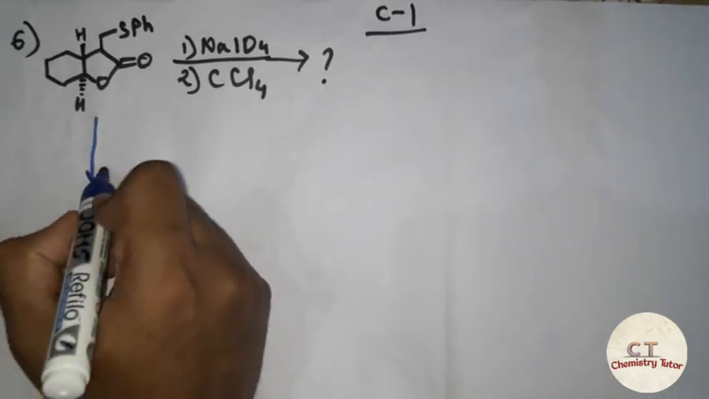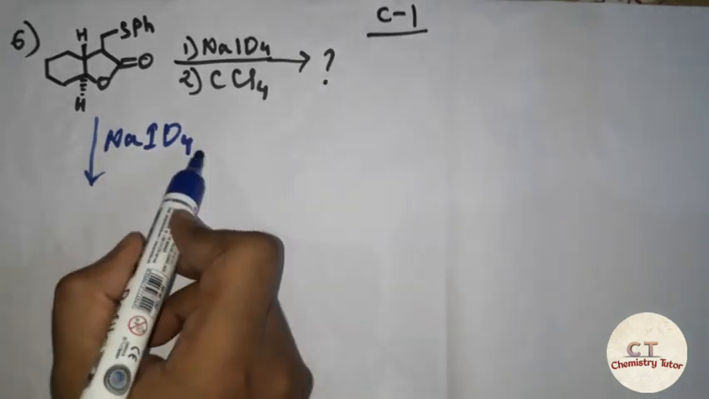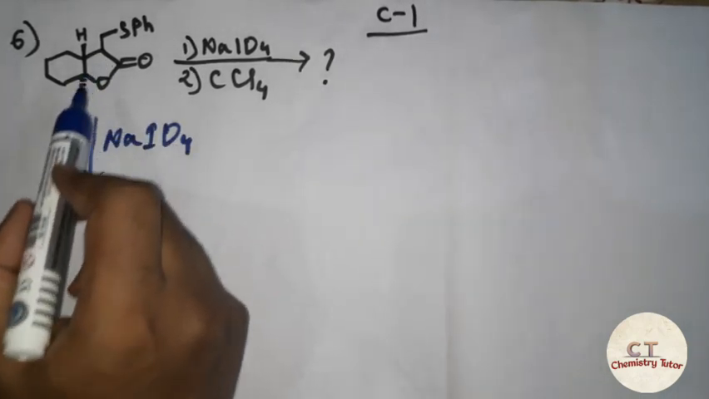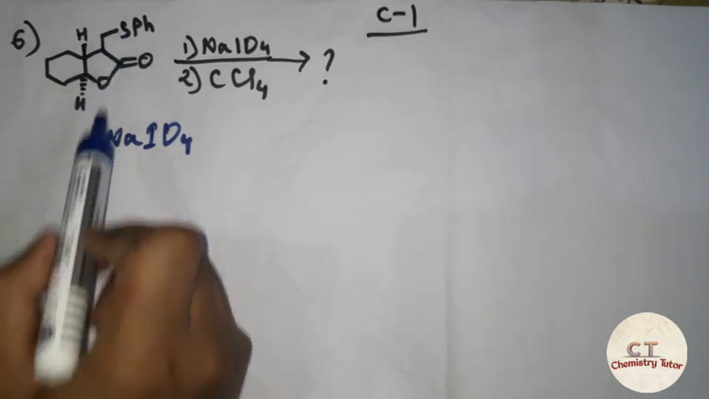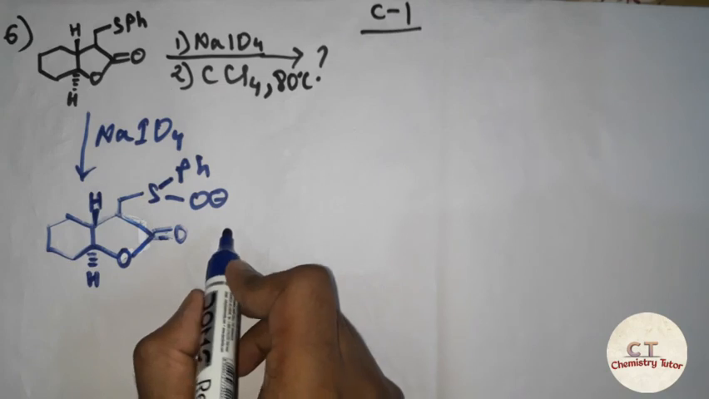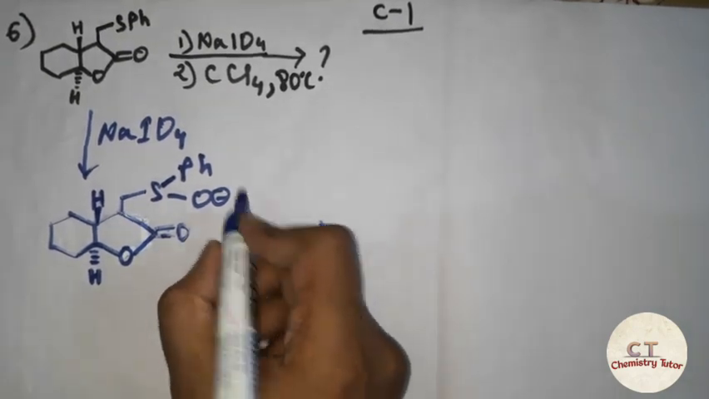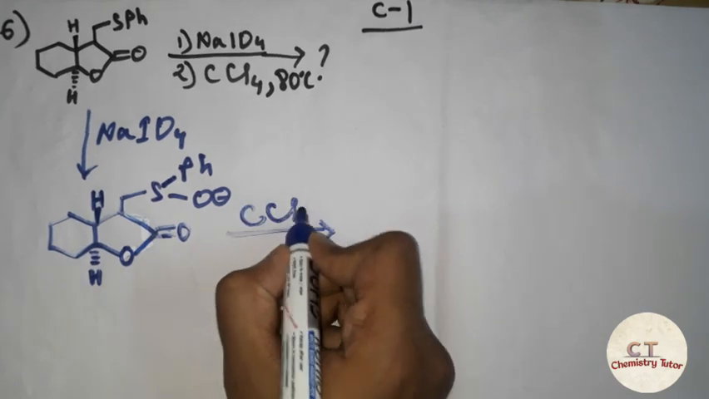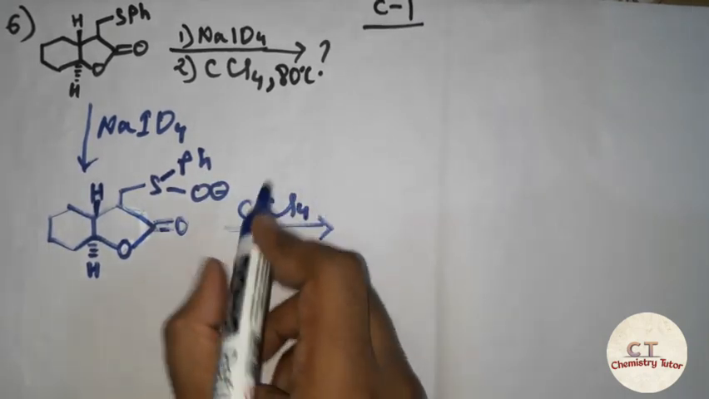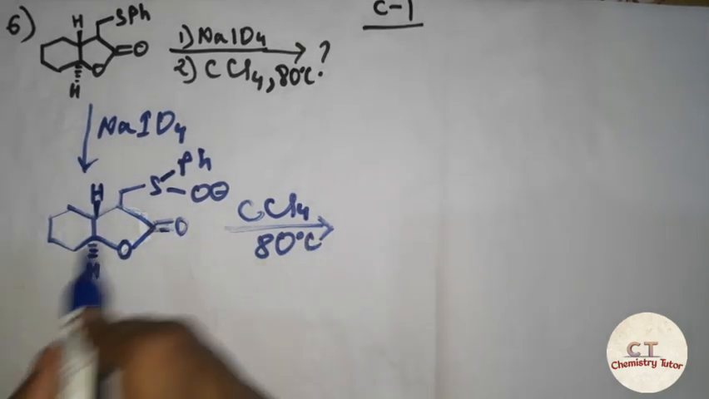Firstly, NaIO4 reacts. NaIO4 is an oxidizing agent. So here, oxidation will take place first, and we will get this product after adding NaIO4. Then on treatment with CCl4, which is a solvent, at 80 degrees Celsius, it undergoes pyrolytic elimination.